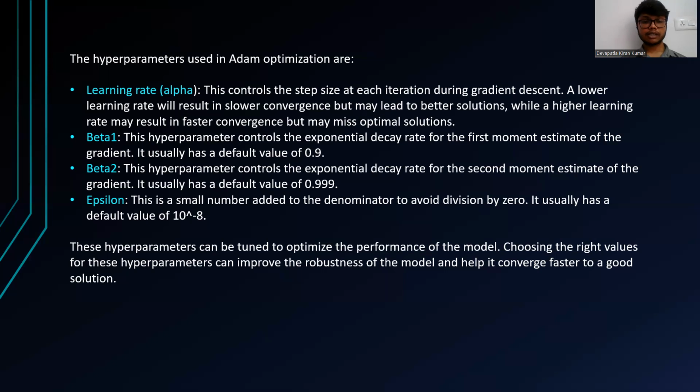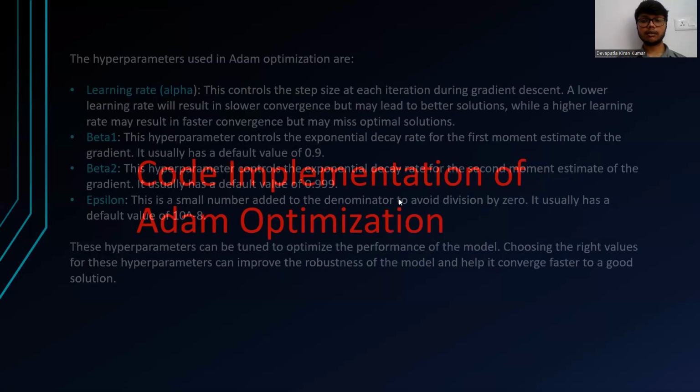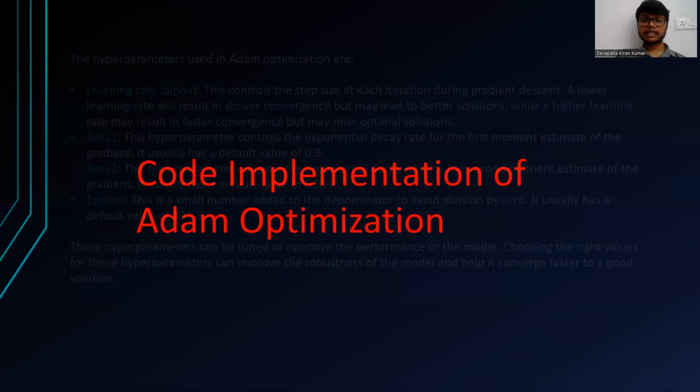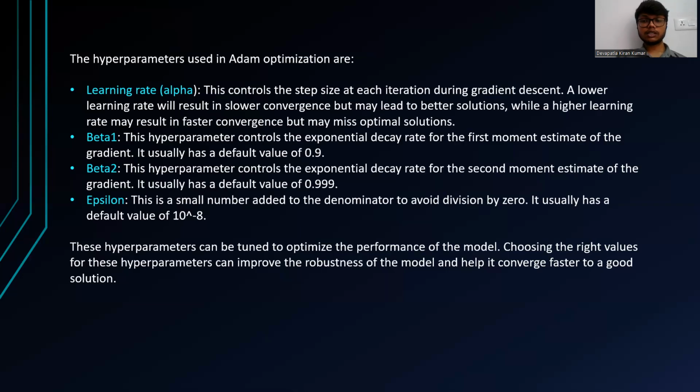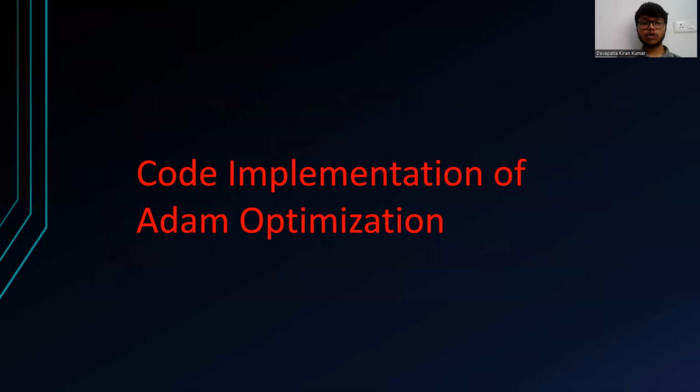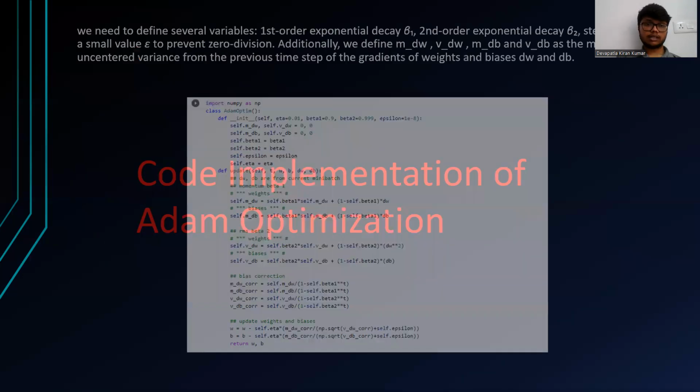These hyperparameters can be tuned to optimize the performance of the model. Choosing the right values for these hyperparameters can improve the robustness of the model and help it converge faster to a good solution. Now we'll go into the practical part and look into the code implementation of Adam optimization.